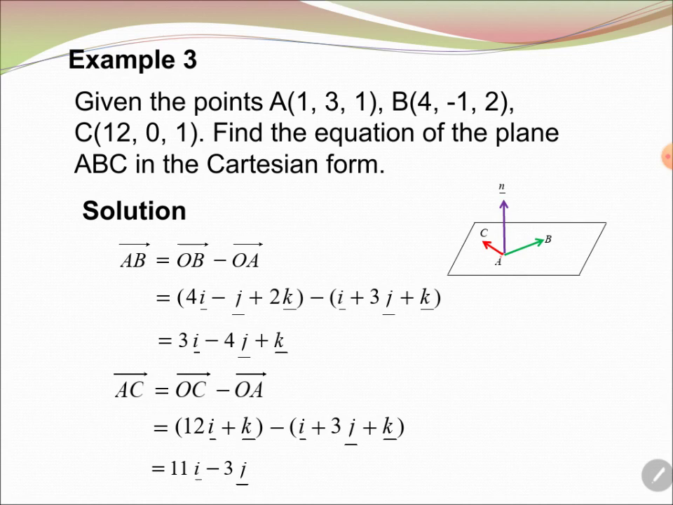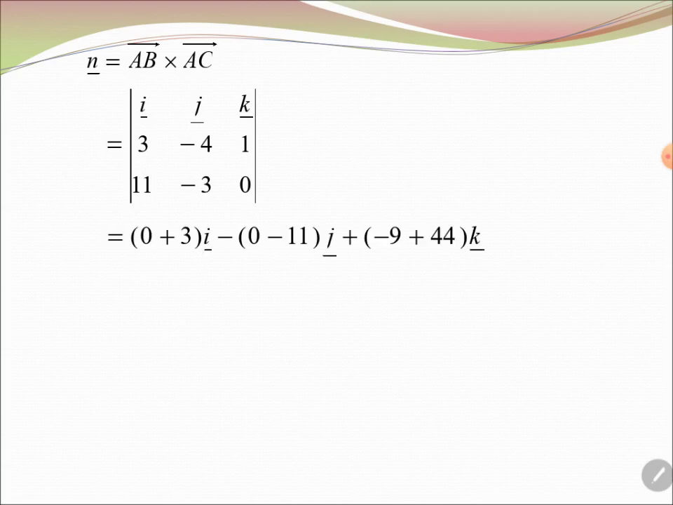To find the normal, we have to take the cross product between these two vectors AB and AC. So apply the formula. We have i, j, k, and then the second row is the vector AB, which is 3, 1, negative 4, 1, and the third row is vector AC, which is 11, minus 3 and 0. So applying the formula, we have the normal equal to 3i plus 11j plus 35k.